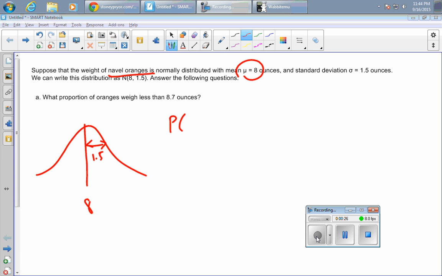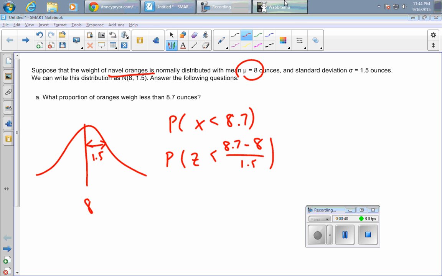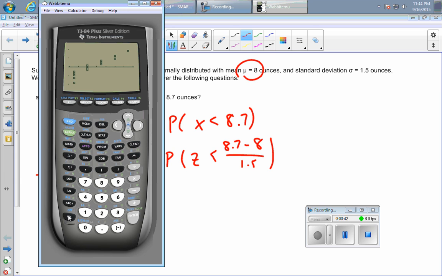What's the proportion of oranges that weigh less than 8.7 ounces? So I need to standardize that. That changes the x to a z. And I work it out just like this. Grab the calculator. 8.7 minus 8 divided by 1.5. That gives me a z of 0.6 repeating.